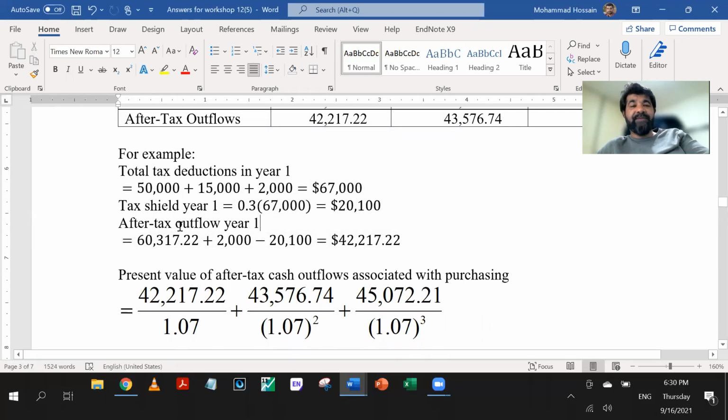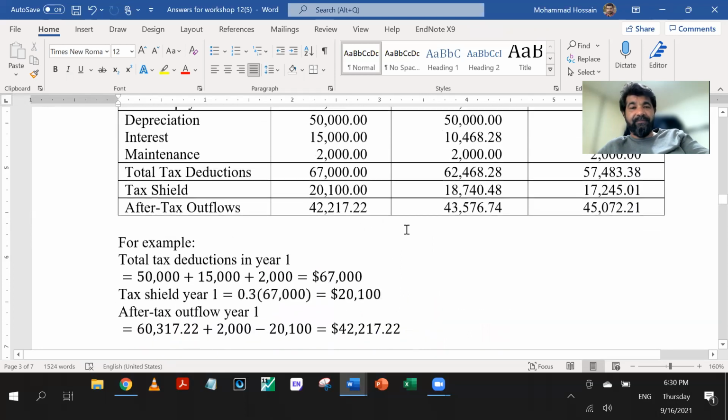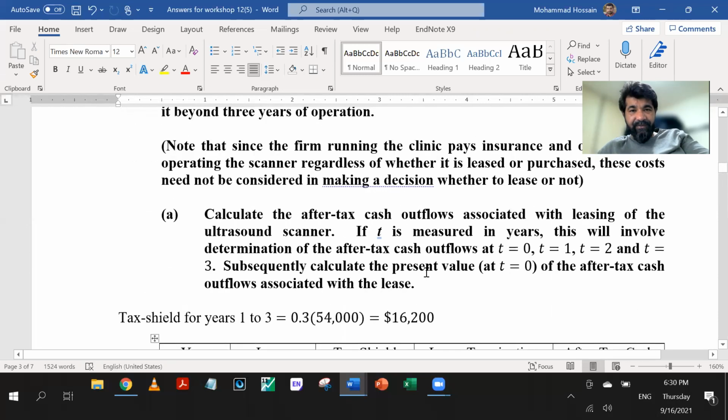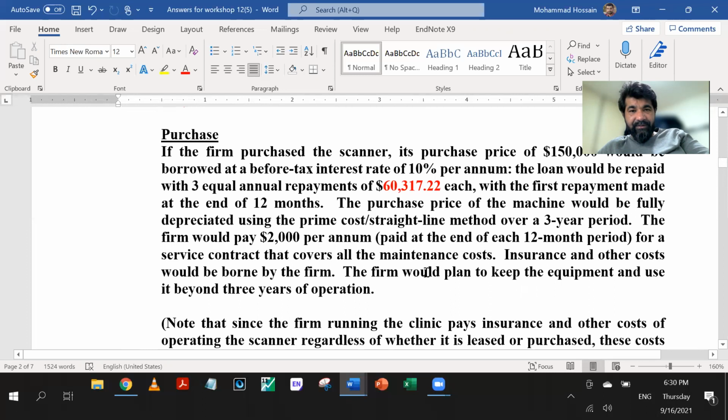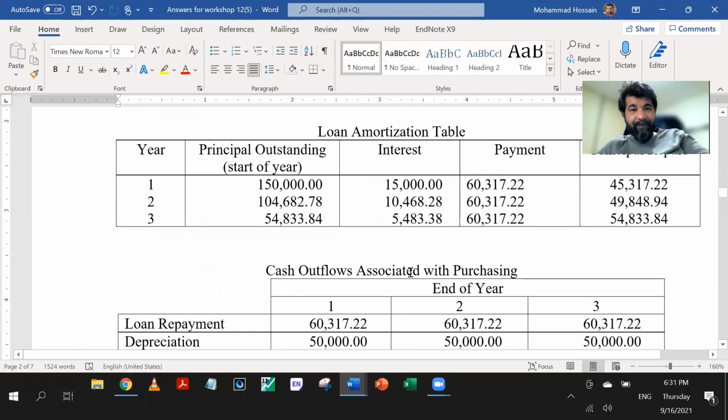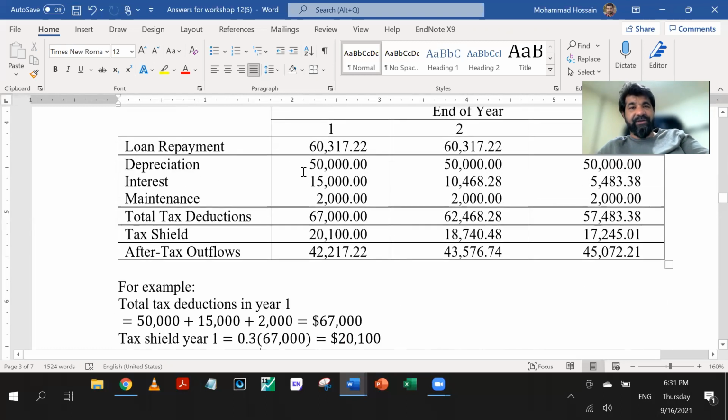So after-tax outflow for year 1 will be how much? 60,317 plus 2,000 minus 20,000. Where is this 2,000 coming from? This maintenance is coming up in here. Let me show you. There's the depreciation, the depreciation count in here. Oh yes, depreciation is counted here too.